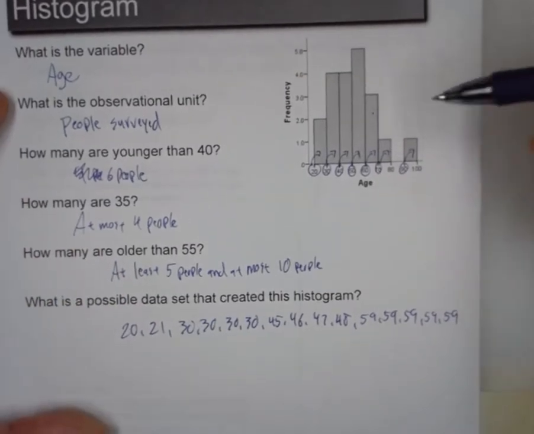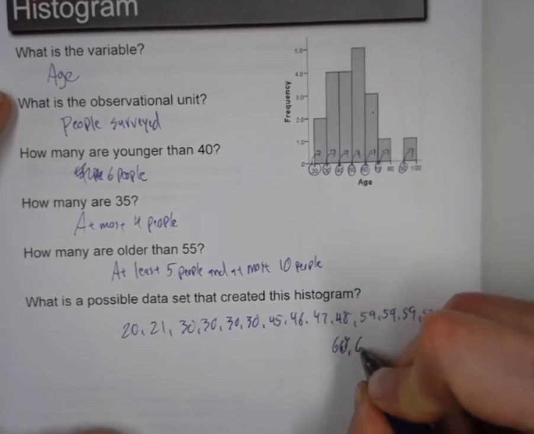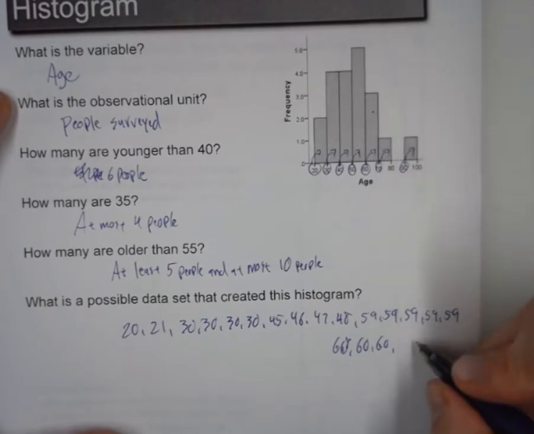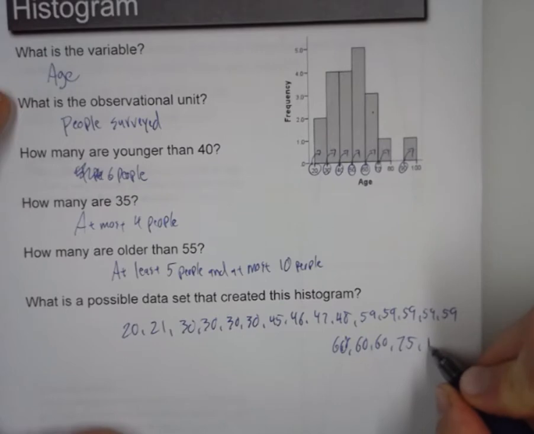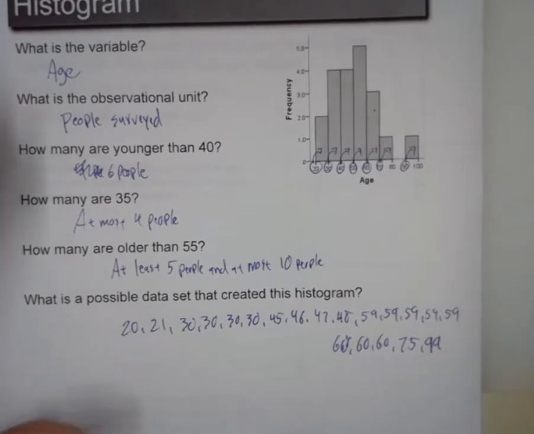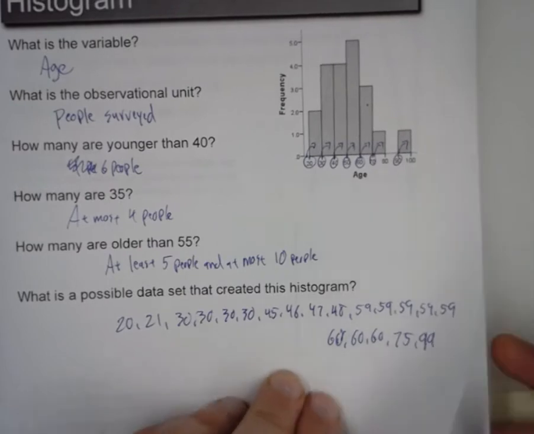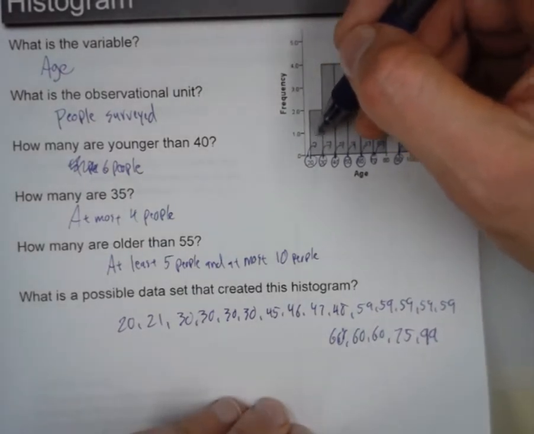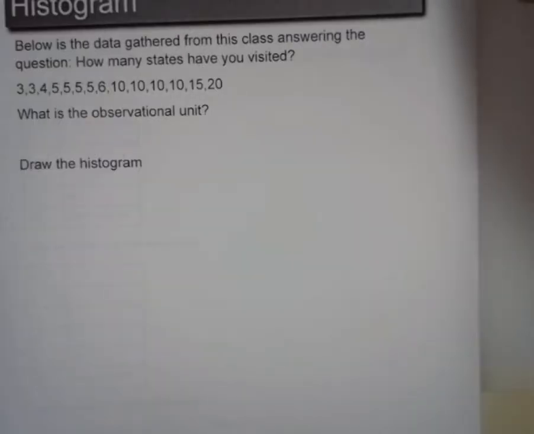3 people between 60 and 70. So that could be 60, 60, and 60. 1 person between 70 and 80. So that could be 75. And then 1 person between 90 and 100. So that could be 99. So that's just one possible data set. Again, they vary by tens, so as long as you put the numbers in within that 10 range, you're good.